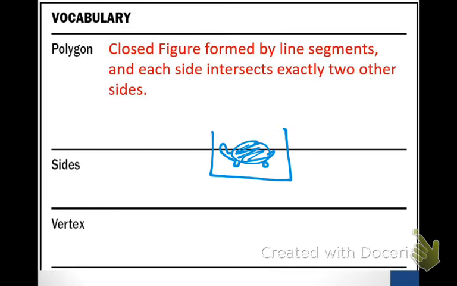It's formed by line segments. So line segments and no curved arches. So like this would not be a polygon because it is a semicircle.